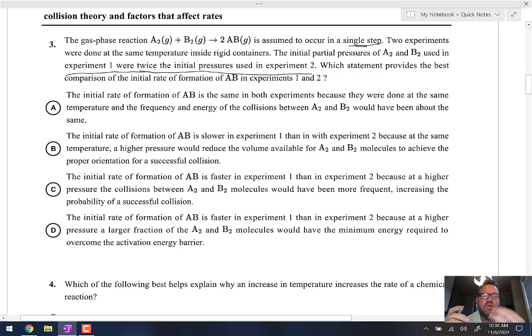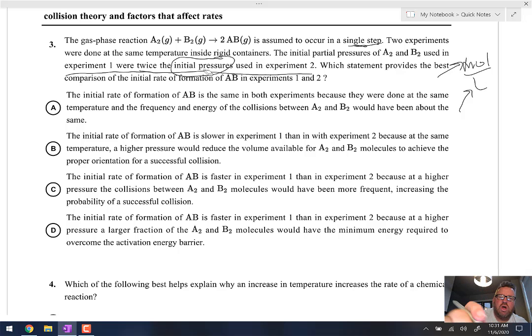The greater the pressure, the greater the concentration. Because remember, concentration is moles over liters. So if you increase the pressure, you've either increased the number of moles, which makes the concentration greater, or you've decreased the volume. By lowering the volume, that also makes the pressure go up. In both cases, the concentration increases. So we know that in experiment 1, because the pressure is greater, there's a greater concentration, so the reaction in experiment 1 should go faster.